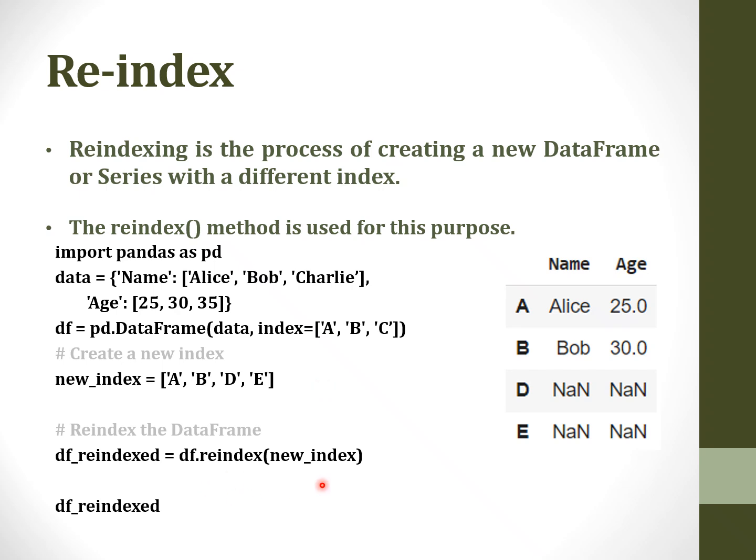So if you use this command, what happens? A, B, D and E. C will be replaced by D, and since you have an extra index here, that also will be displayed. But since we do not have any values associated with it, NaN will be filled.